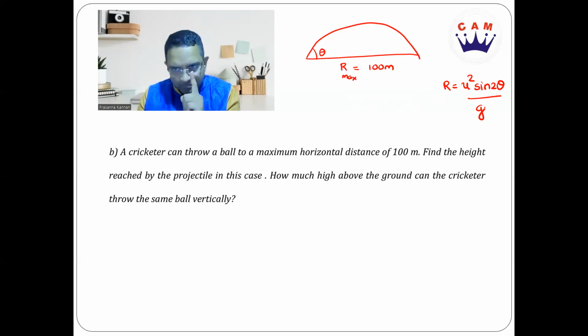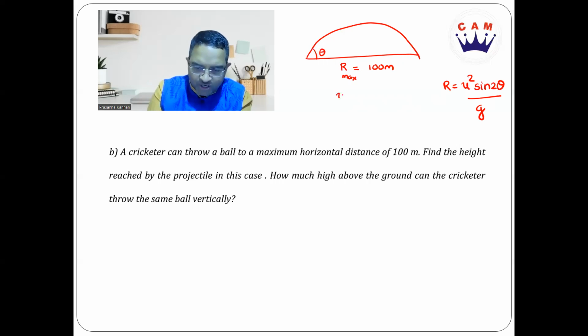Now, for R to be maximum, what should be sine 2 theta? Sine 2 theta is 1, so theta is 45 degrees. Very good. So U square by g is equal to R max, which is 100. Or in other words, U square is equal to 100 g. If I take g as 10, then it will be 1000 meter square per second square.